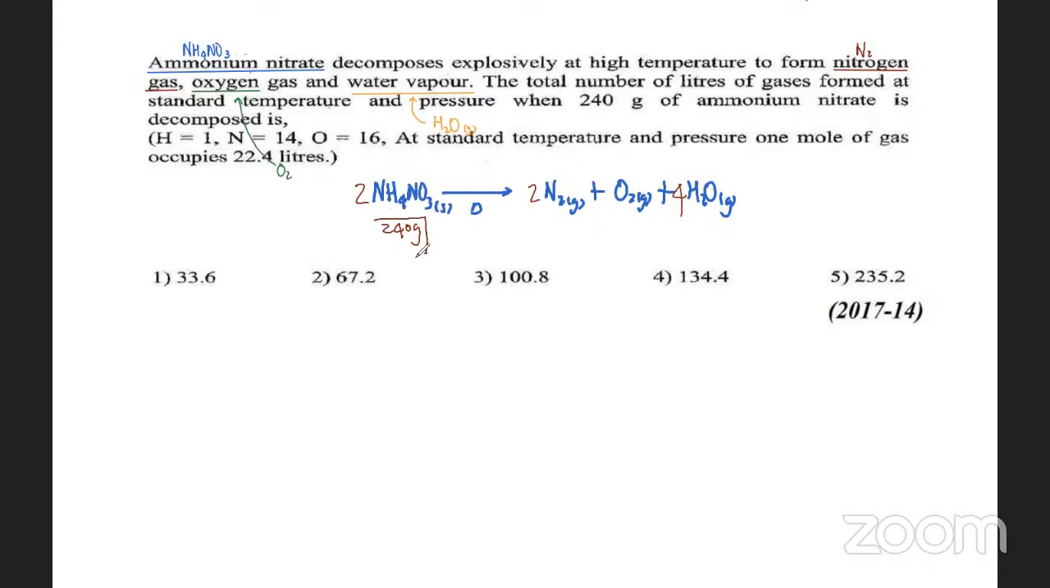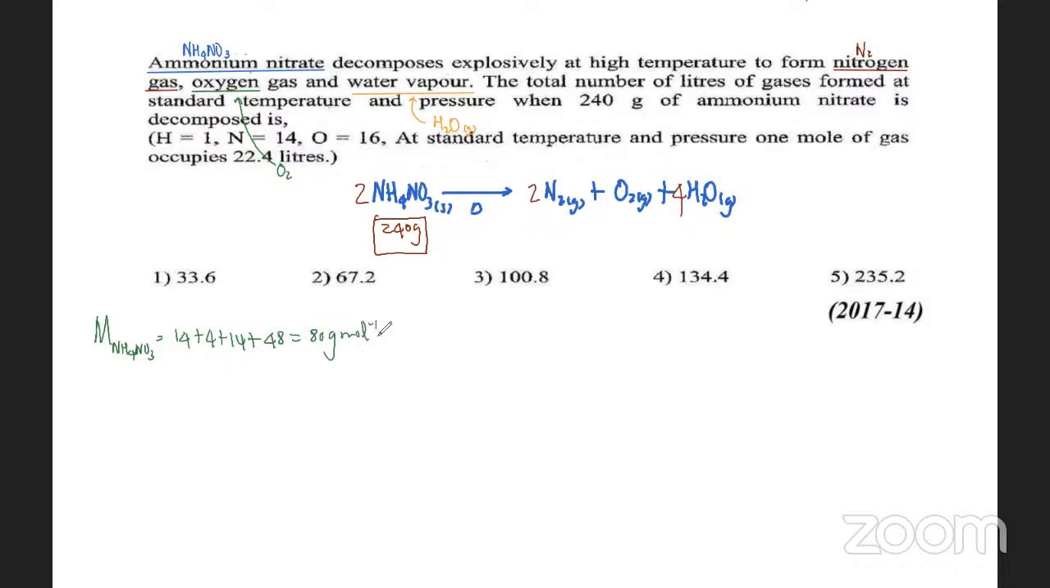240 grams of ammonium nitrate is heated, people. So let's first of all find out the number of moles of ammonium nitrate. To find out the number of moles of ammonium nitrate, what should be the first step? Finding the molar mass of ammonium nitrate. So molar mass of ammonium nitrate is going to be 14 plus 4 plus another 14 plus 48, 3 oxygen atoms. And what is the answer we are getting, people? Is it 80? Yeah, exactly 80 gram per mole.